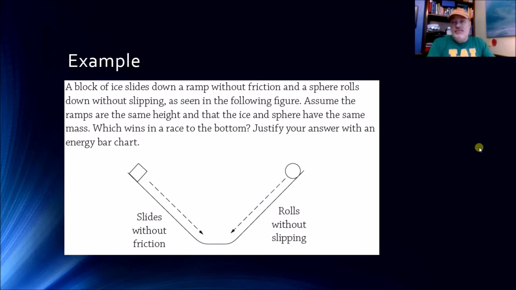Okay, well, we just talked about this. They have the same potential energy. At the bottom, they'll have the same energy since there's no losses due to work. And so this one's all translational, so the block of ice gets to the bottom fastest, but they both have the same energy at the bottom.